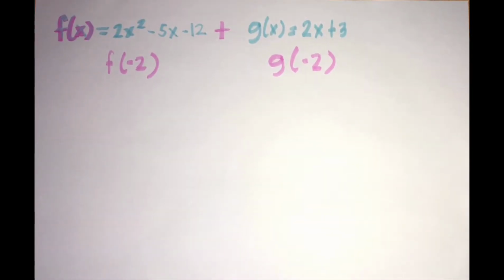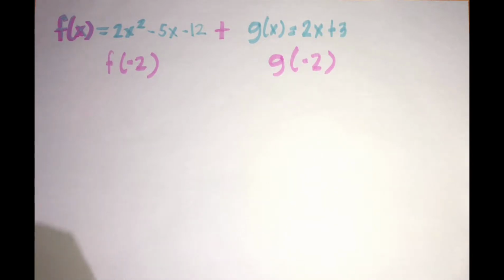Let us now proceed to our second set of examples. Given f of x is equal to 2x squared minus 5x minus 12, and g of x is equal to 2x plus 3. Letter A, quantity of f plus g of negative 2 is equal to f of negative 2 plus g of negative 2. The difference between this and the first one is that we have to change the x by the number that is given. So let us start.